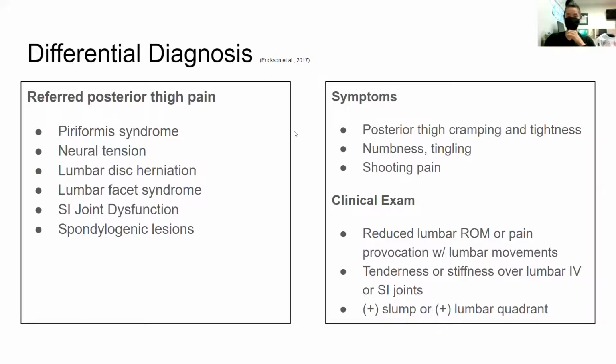Things to test whether it's more of a proximal origin include whether they have pain with lumbar range of motion or lumbar provocation testing, or tenderness with SI joint stress testing. You also want to check if they have any neural tension or pain with lumbar spine extension, quadrant testing, things like that. So, just other things to consider before you diagnose it as a hamstring strain.